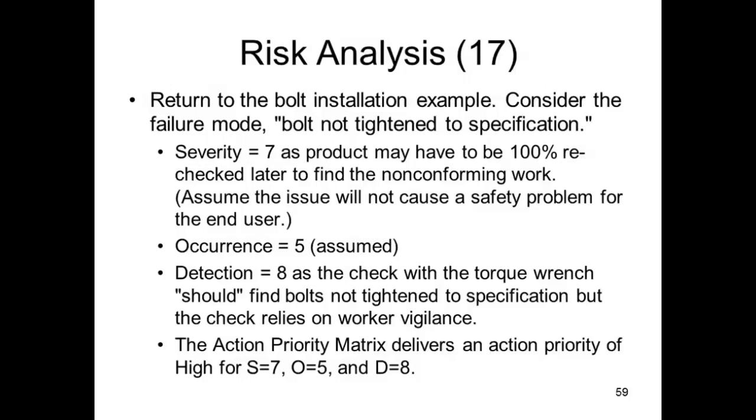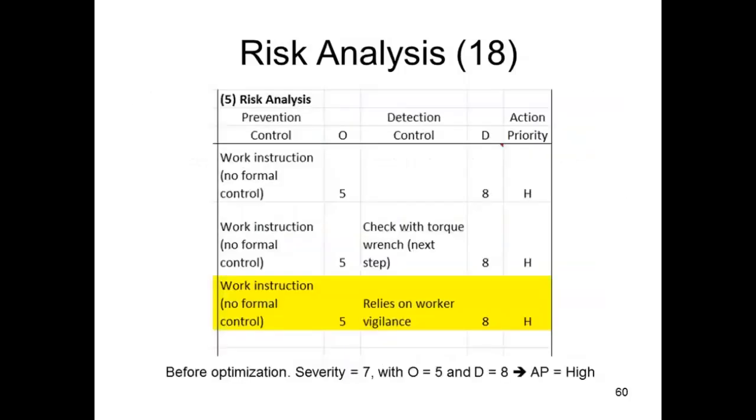Detection, it says the check with the torque wrench should find bolts not tightened to specification. Again, "should" is not a very reassuring word. The action priority matrix delivers an action priority of high for severity 7, occurrence 5, and detection 8. Here's how it would be entered in the spreadsheet.